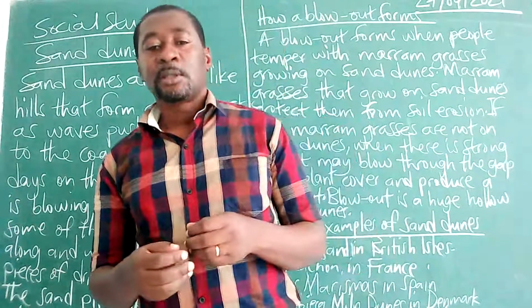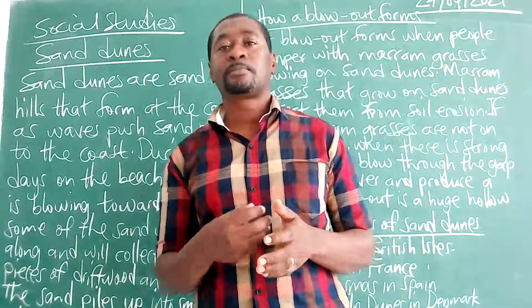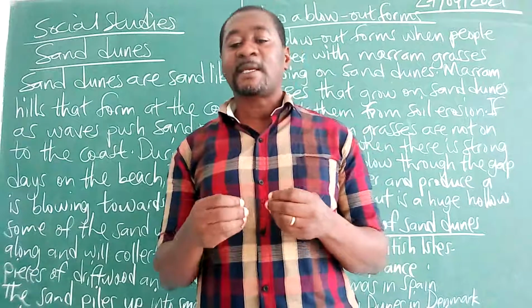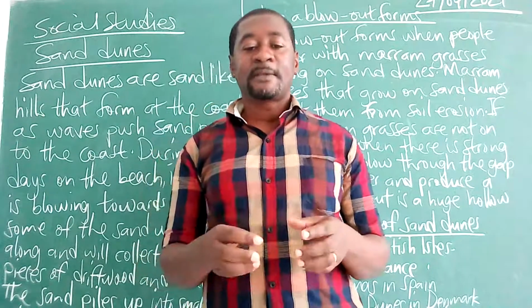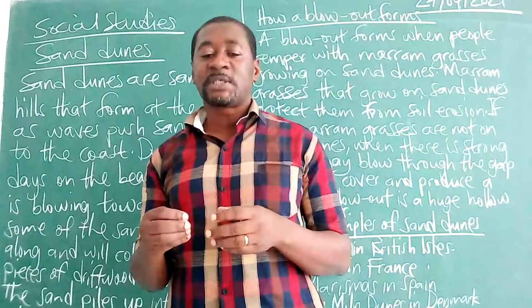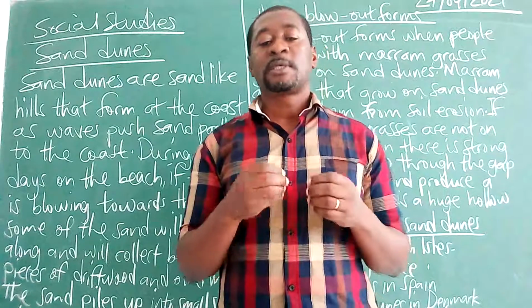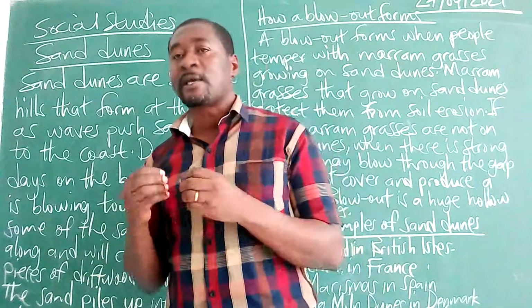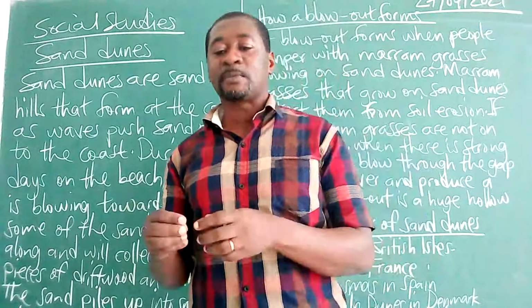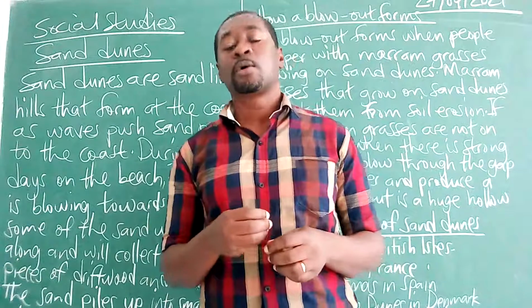Today we are talking about sand dunes. Sand dunes are sand-like hills that form at the coast as waves push sand particles to the coast.